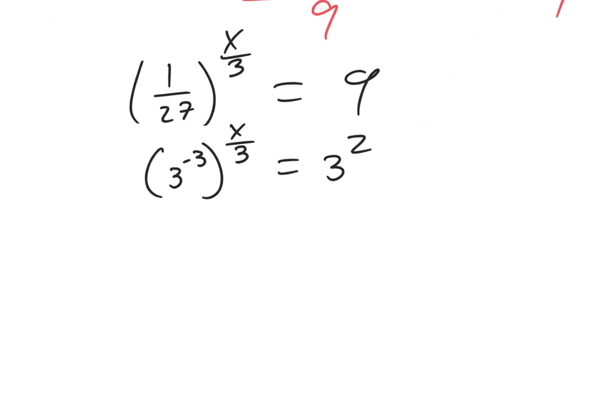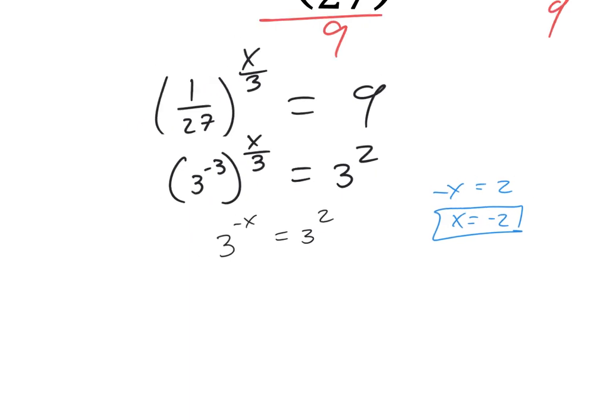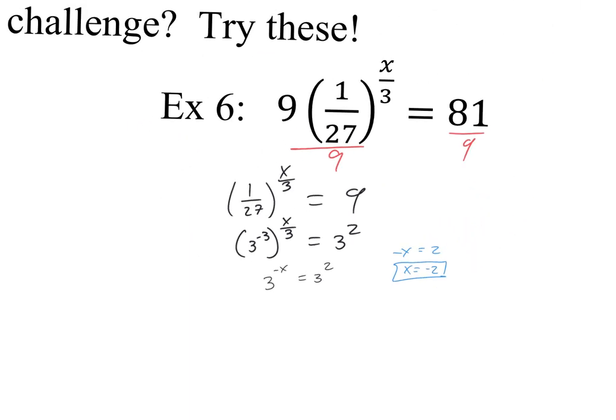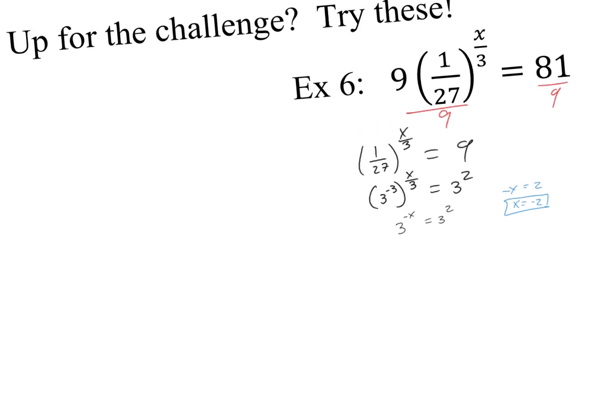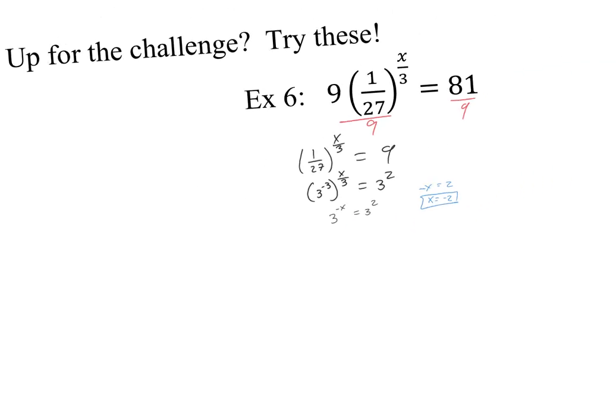From here, when you have an exponent to an exponent, you just multiply. Well, if I multiply this on top, my 3's will cancel out, and I'll just have a negative x. So this becomes 3 to the negative x equals 3 to the 2. And yeah, if I have the same base, the exponents must be the same. Therefore, we could just go ahead and say negative x has to equal 2, and therefore x equals negative 2. So easy peasy. You can plug it back in if you want to check your work. Make sure that you did it right. But that one's not so bad if you just use common bases.